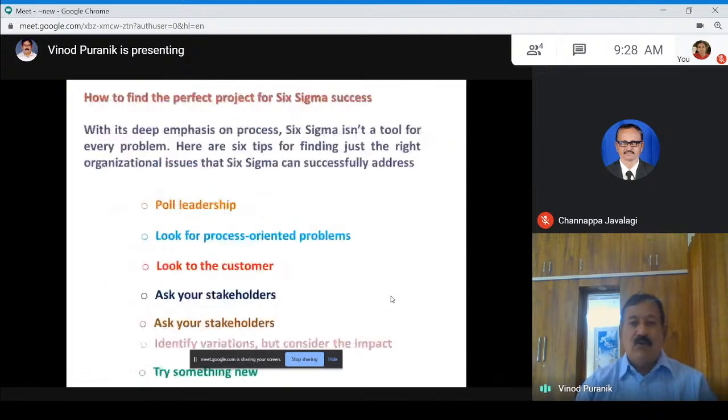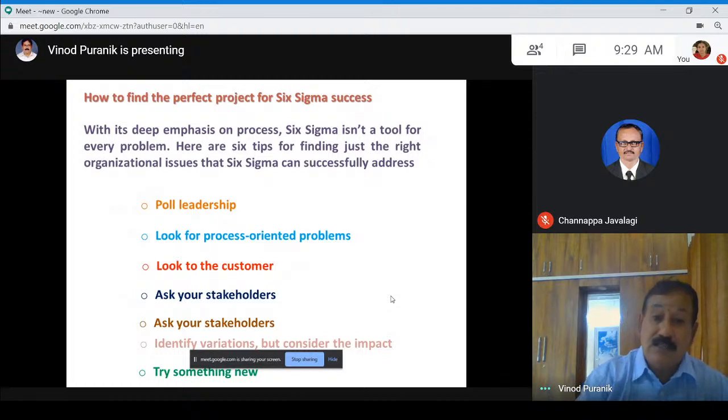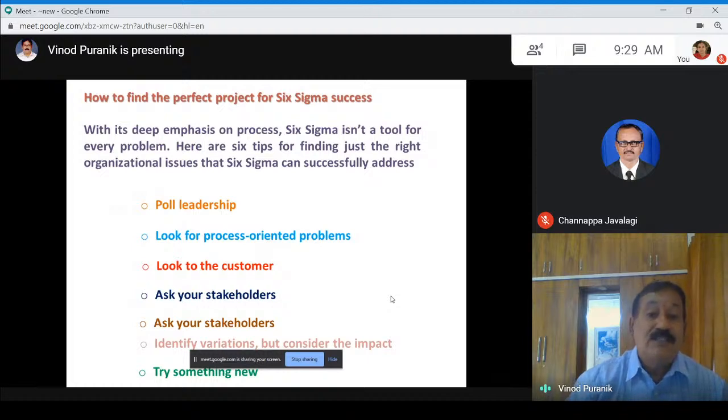And the next thing I want to talk about is how to find the perfect project for Six Sigma success. Of course, I already told some of the things. There are some very important things. As we all know, Six Sigma isn't a tool for every problem. Okay, so here are some tips for finding just the right organizational issues that Six Sigma can successfully address.